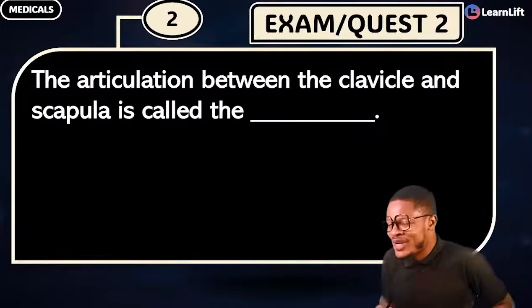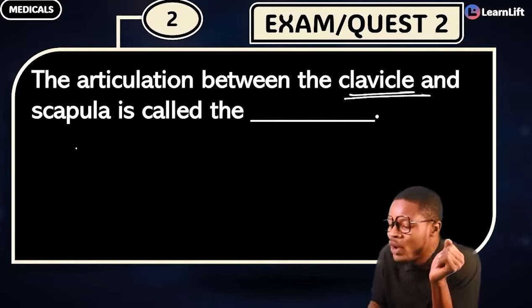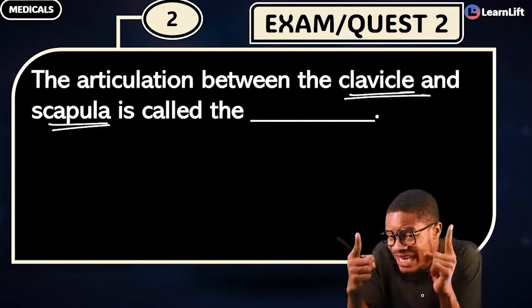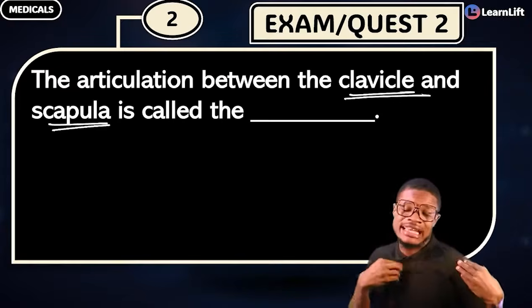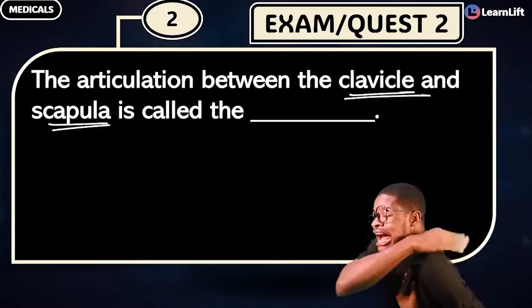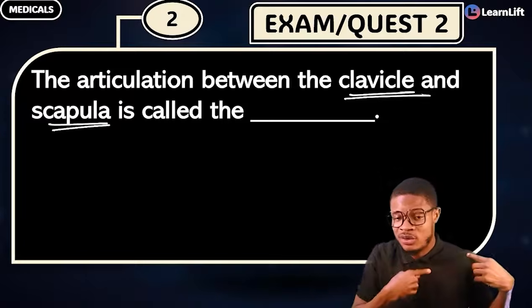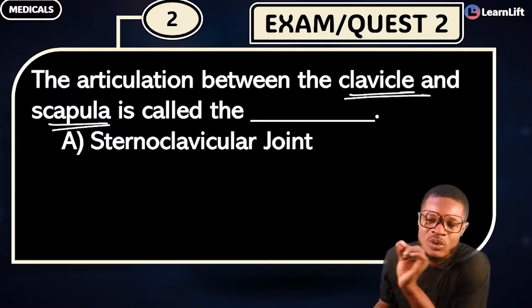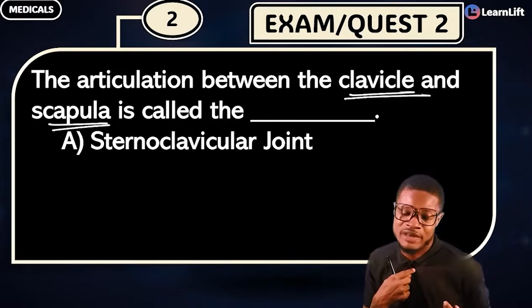Now, the question here says the articulation between the clavicle and scapula is called. Reason it before you say anything. The articulation between the clavicle, only you reason it. This is the clavicle or the collar bone, right? Yes. And the scapula from behind. This is the joint they are going to form. The other is lateral, not the one that is medial. Now, what is that joint called? Option A, it is called the sternoclavicular joint. Where is the sternoclavicular joint? This is the sternoclavicular joint, right?